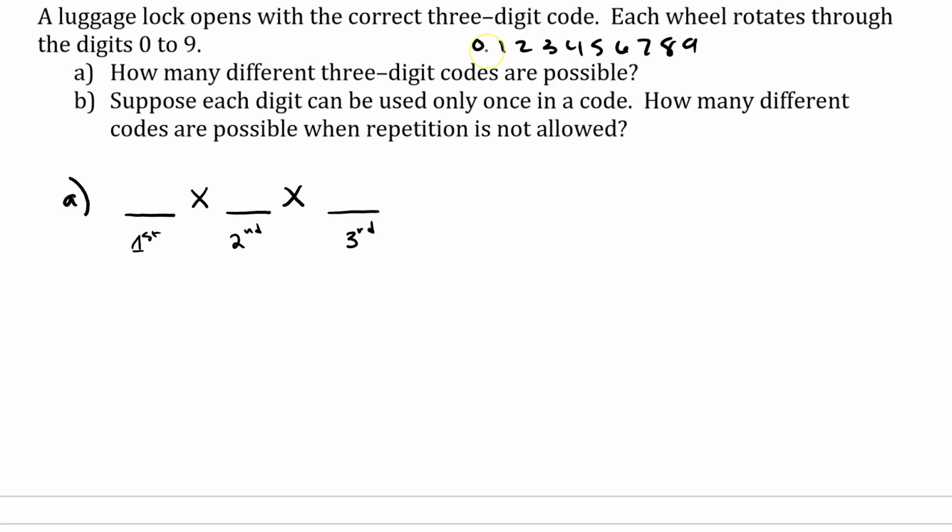Let's just count it. 1, 2, 3, 4, 5, 6, 7, 8, 9, 10. There are 10 digits because we count 0 as a digit. So 10 times 10 times 10. That means when repetition is allowed, we have 1,000 codes possible.